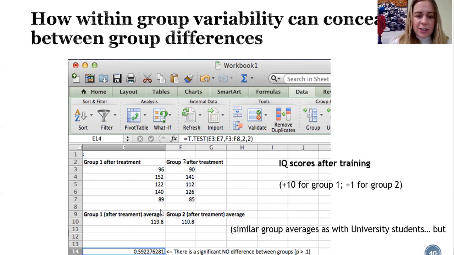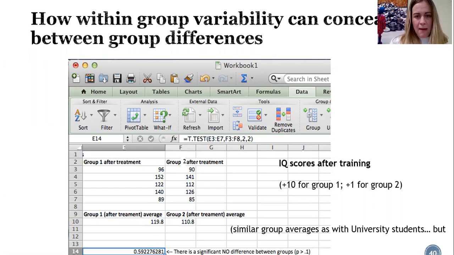Here we have our averages, and you may have noticed that those averages are similar to the university students. Now we go ahead and do a t-test and see, is there a significant difference between our two groups? And here we'll see that we don't have a significant difference. This number is not less than 0.05. This means that there is no significant difference between groups. The average is the same as our university students.